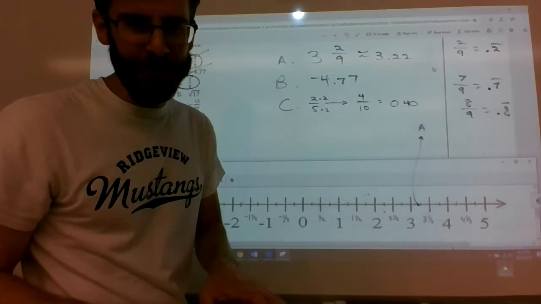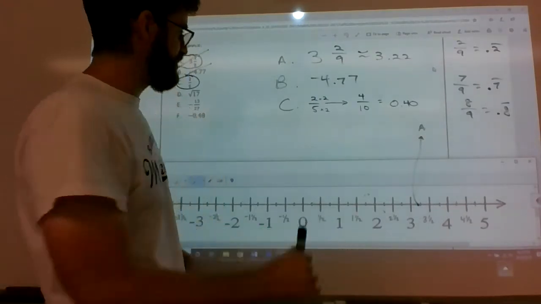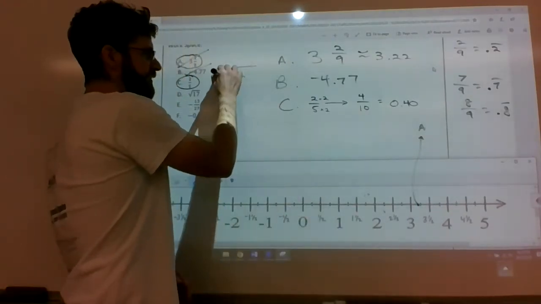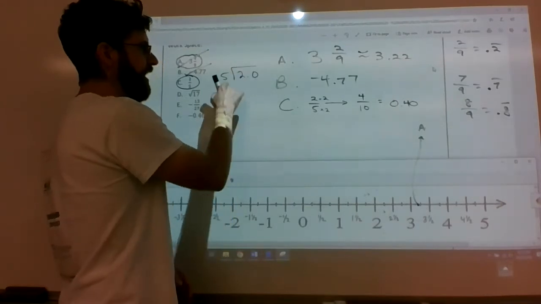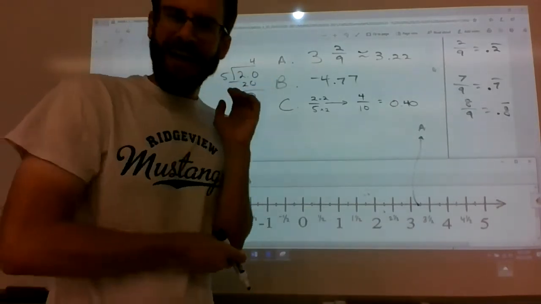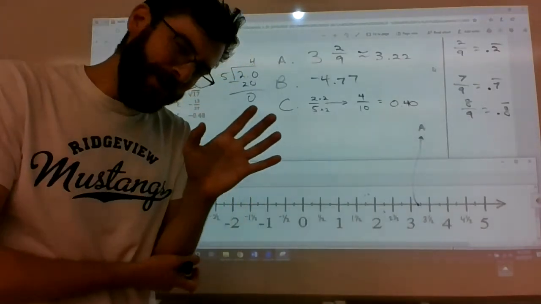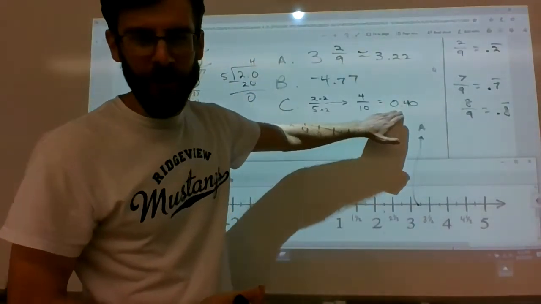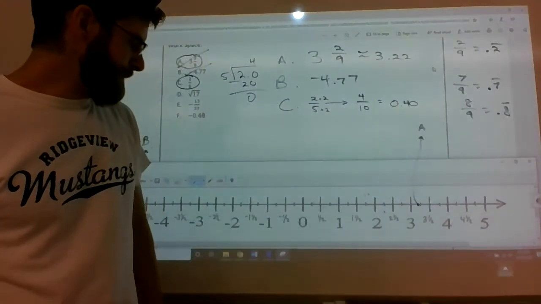Now, I'll be honest, you guys probably could have figured that out way quicker by just putting the 2 in the box, the 5 on the outside, 5 goes into 2.0 4 times, bada bing, bada boom. But I like that idea of using a different kind of pattern. You got 0.40. So, again, 2 different methods.